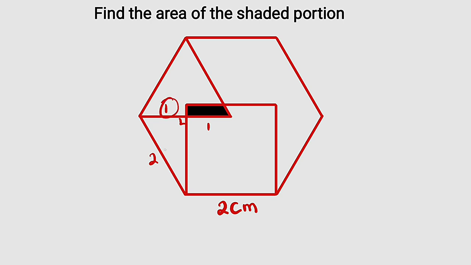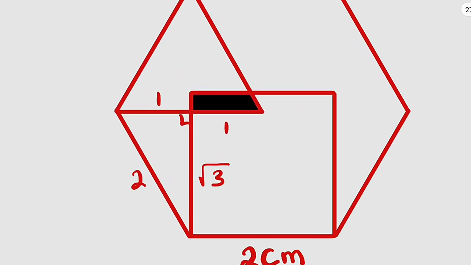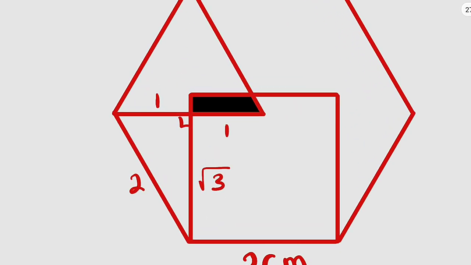So if this is 1, this is 2, what will be this side? According to Pythagoras' rule, it is going to be the square root of hypotenuse squared, 2 squared is 4, minus the other side squared, which is 1 squared. So 4 minus 1 is 3. So this side is going to be what? Square root of 3. But remember that this is going to be our h, right? This side here is h, which is the height of that trapezoid.